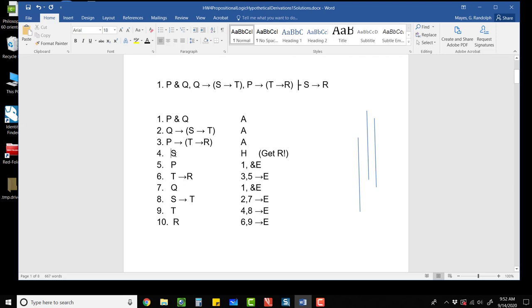You've hypothesized S, and you have derived R. Notice that you've been indented the whole time, right? So now you're going to take away that indent by discharging. You've got if S then R, so you drop a line right here. And now you are allowed to assert if S then R by 4 through 10 conditional introduction. Okay? So that's all there is to that proof.